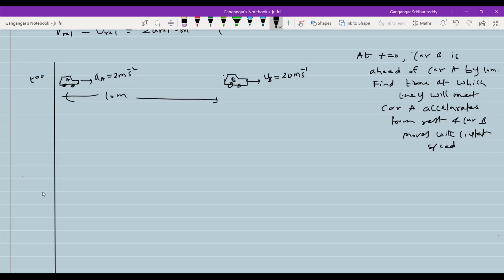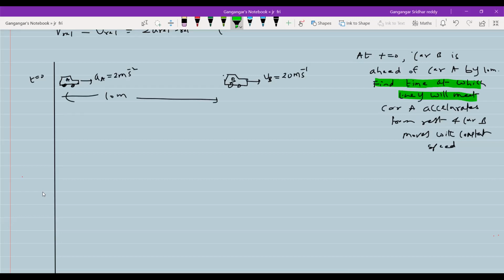So we have to use that formula. See, there's no way; any other method is not advisable. Better to go for the formulas that we have. So car A will accelerate from rest, and car B moves at constant speed. So after what time? Find the time at which they will meet. This sentence is very important.